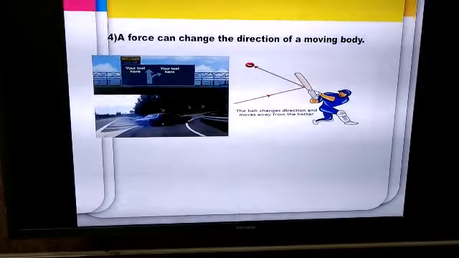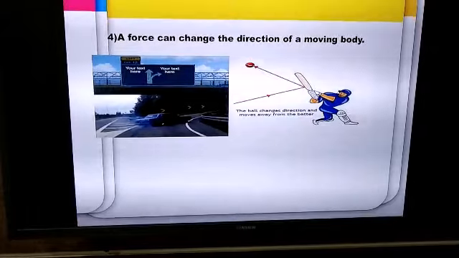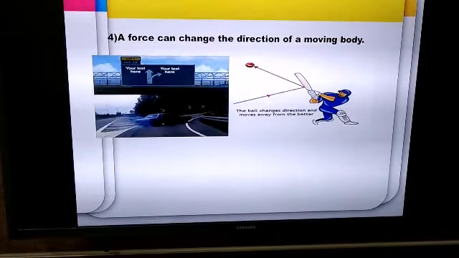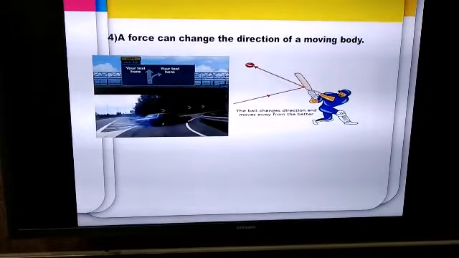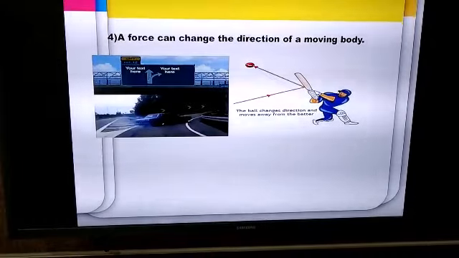A bowler throws the ball towards the batsman, and when the batsman applies force on the ball with the help of the bat, the direction of the ball changes. So, a force can change the direction of a moving body.